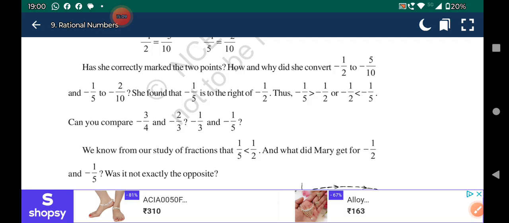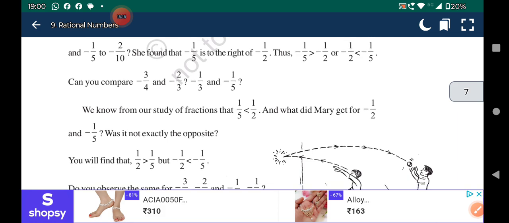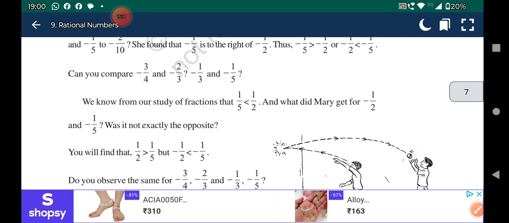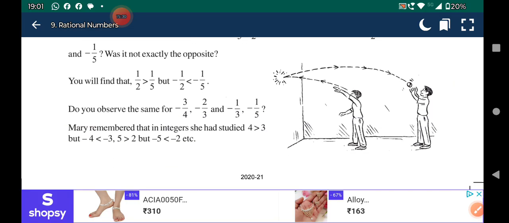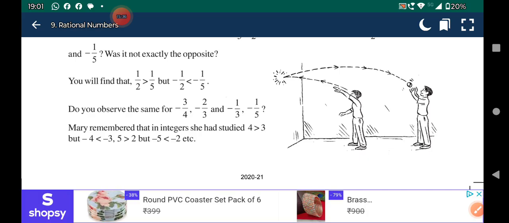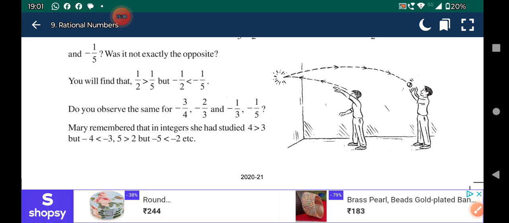Can you compare minus 3 by 4 and minus 2 by 3, minus 1 by 3 and minus 1 by 5? We know from the study of fractions that 1 by 2 is greater than 1 by 5. And what did Mary get for minus 1 by 2 and minus 1 by 5? Was it not exactly the opposite? You will find that 1 by 2 is greater than 1 by 5, but minus 1 by 2 is less than minus 1 by 5. Do you observe the same for minus 3 by 4, minus 2 by 3, and minus 1 by 3, minus 1 by 5?